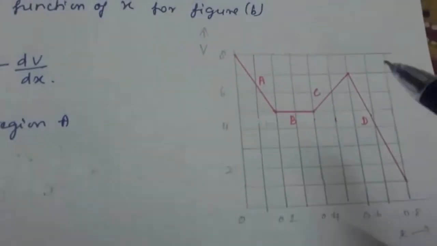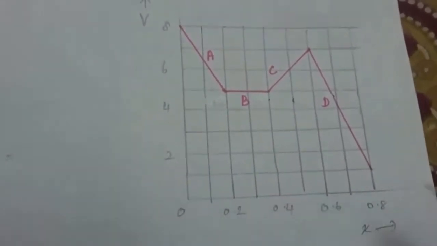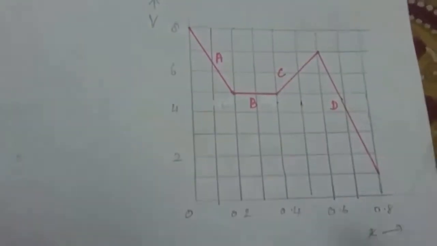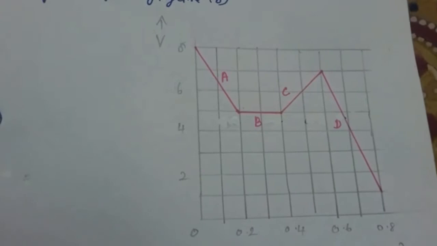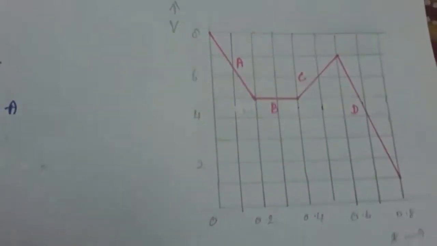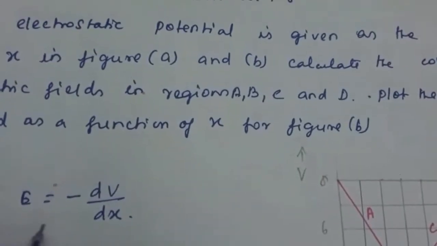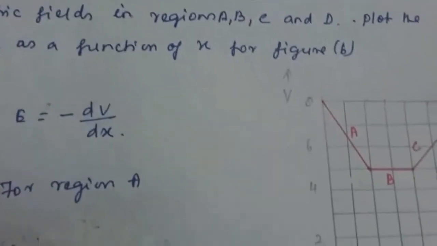Now here in figure A, you can see in the x-axis distance is taken, in the y-axis voltage or potential is taken. Now you have to find out the corresponding electric field for the regions A, B, C and D. For that you are going to use the formula E is equal to minus dV by dx. Now I am going to do it for the first region.